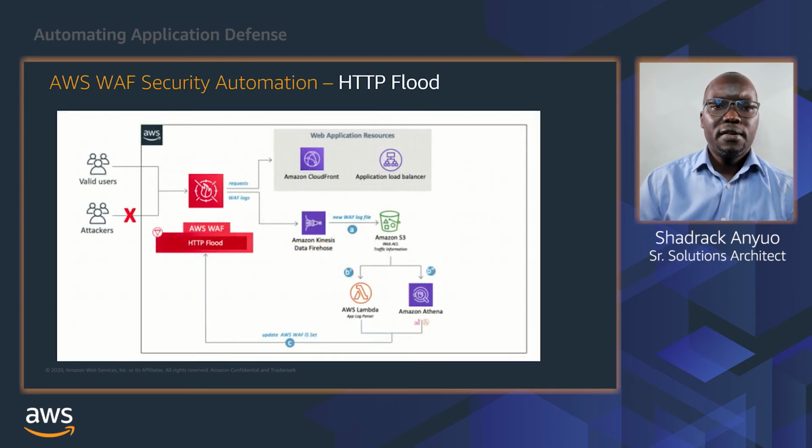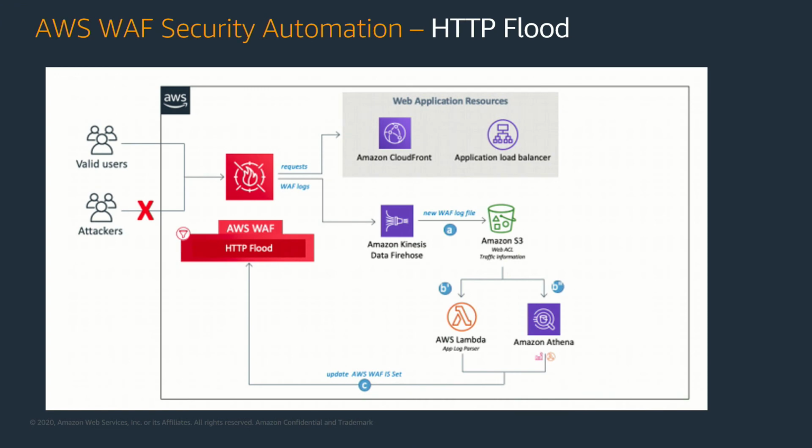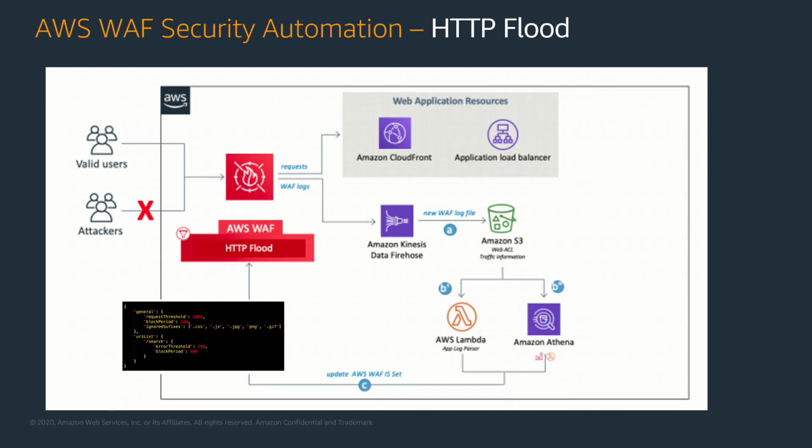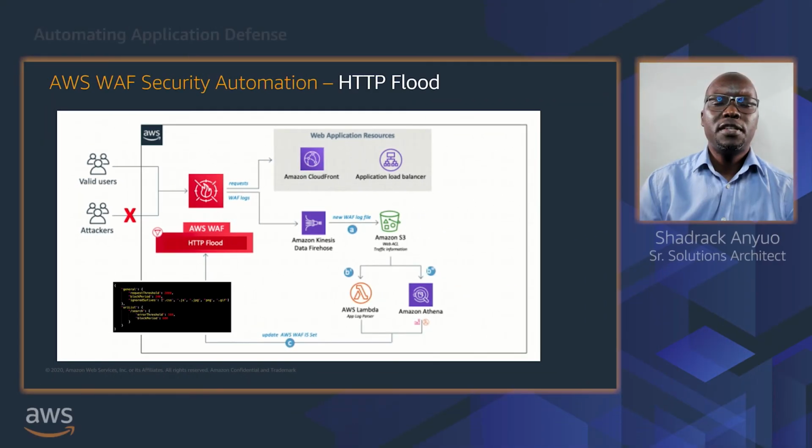The next scenario that I'm going to look at is mitigating against HTTP flood. This solution automatically triggers a rate-based rule when web requests from clients exceed a configurable threshold. Here we also use another configuration file to be able to define the threshold. And in this case, the WAF logs are actually ingested using Amazon Kinesis Firehose, which is a service used for capturing and loading streams of data to data stores such as S3.